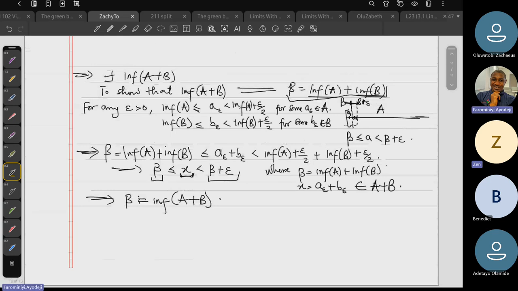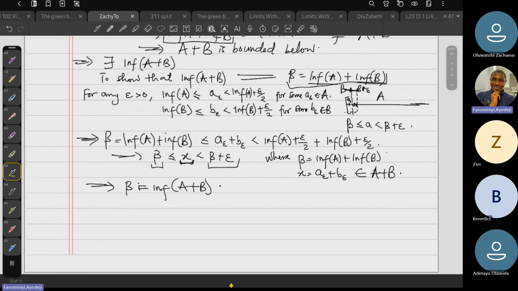I have a question, sir. Sorry, sir. My network wasn't good earlier, so I didn't hear it. But are we saying for any E, or for any E greater than 0? So we are saying if you take any element and we divide it by 2 and we add it plus the infimum, you are saying it is greater than A or something.